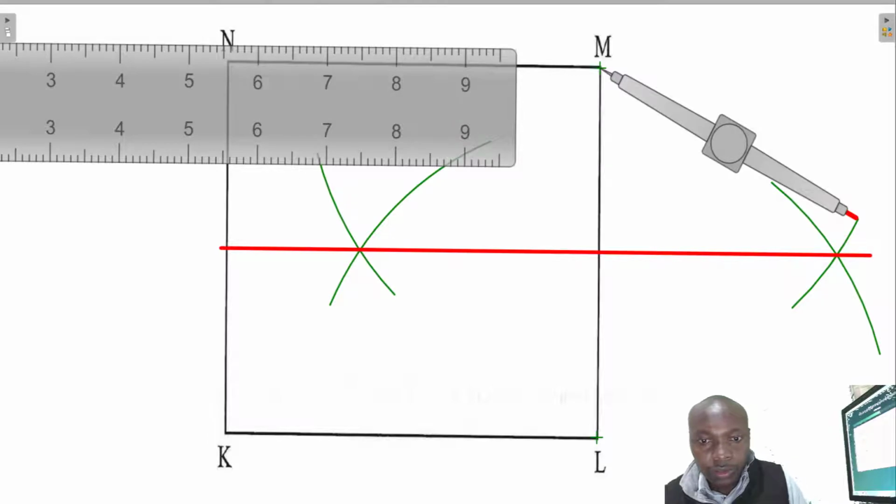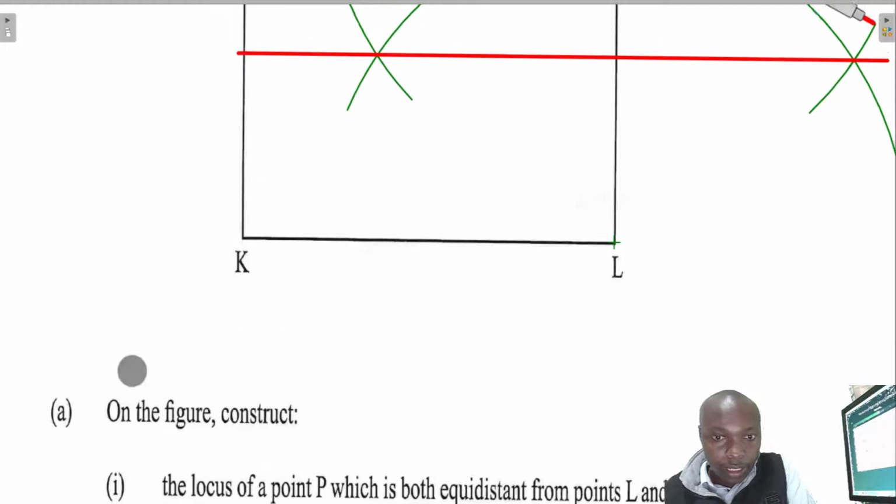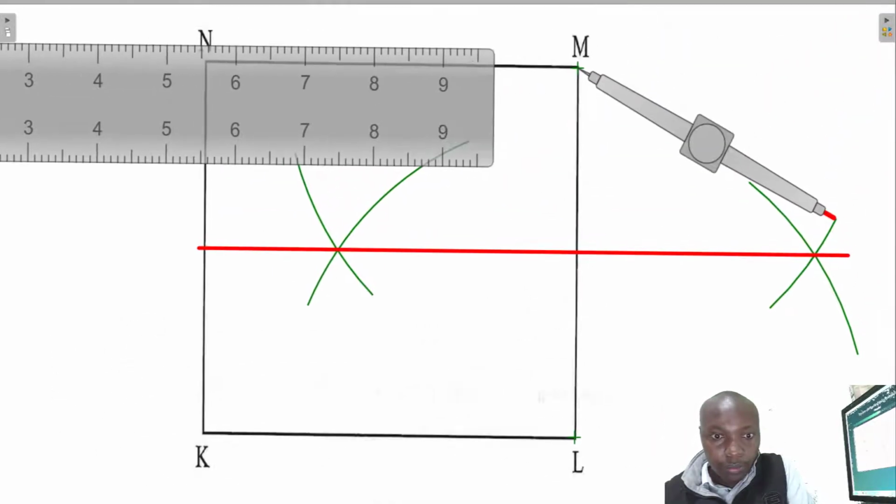Now the next part: there are two loci that you're supposed to construct in that question. The other one is the locus of a point equidistant from lines KL and LM. Lines KL and LM. Look at them.